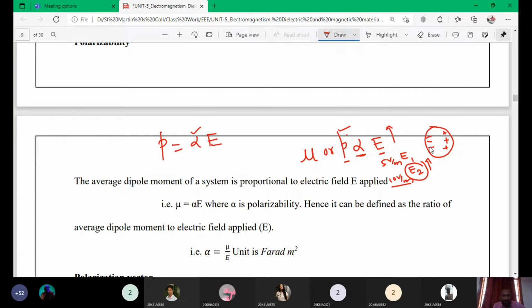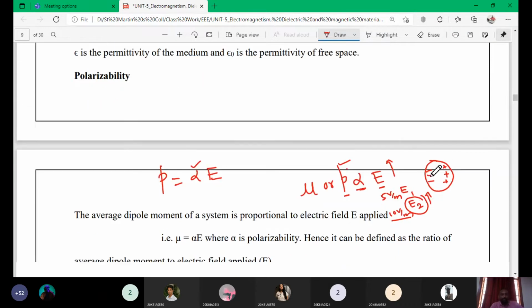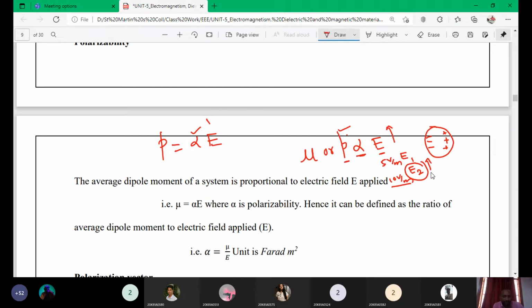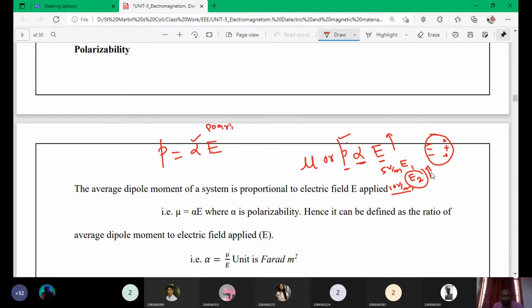This alpha is called polarizability, or polarizability constant. Or you can define it this way: alpha is equal to the dipole moment for unit electric field, or the ratio between dipole moment and electric field. Here the units are farad per meter square.